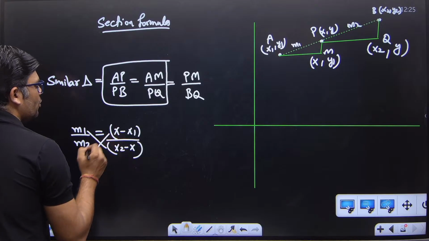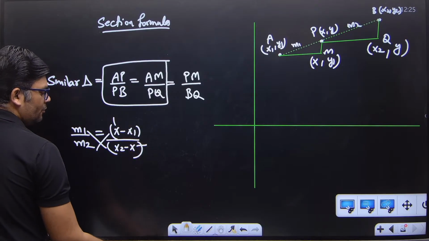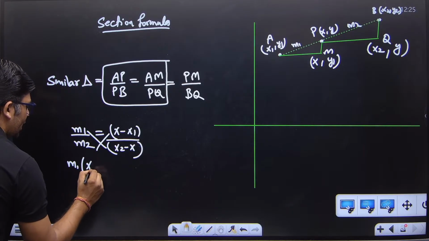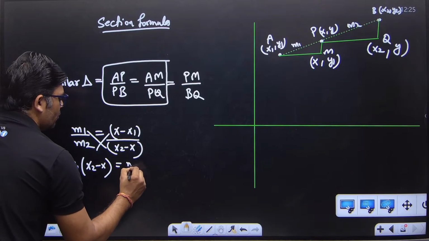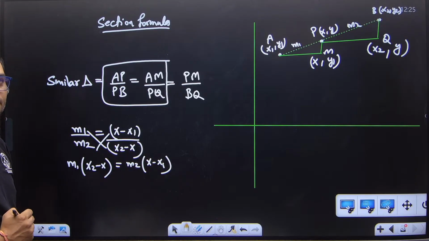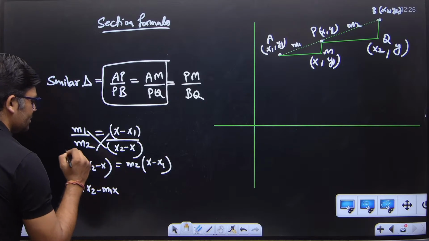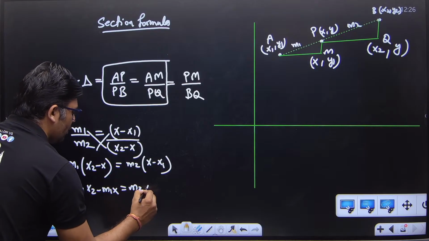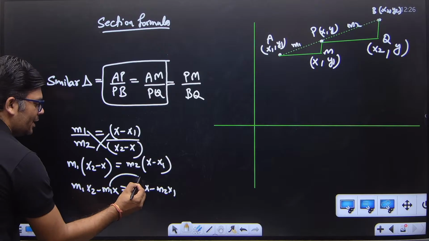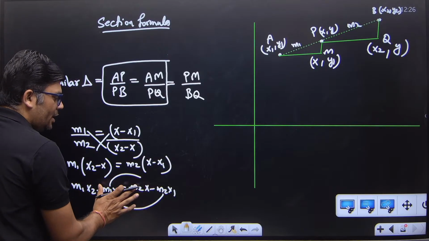So now we can do the cross multiplication. We need to find this X. Please focus on this X. So I will write m1 times X2 minus X is equal to m2 times X minus X1. So you will have m1 X2 minus m1 X is equal to m2 X minus m2 X1. Now I need to find X, so I will take all the X on one side and the remaining parts on the other side. From here up to here, any doubt?